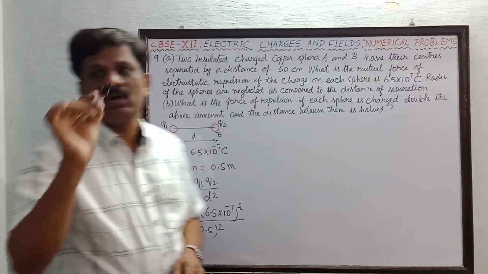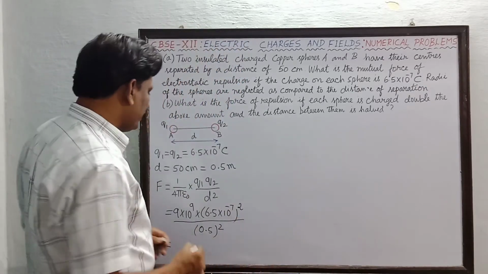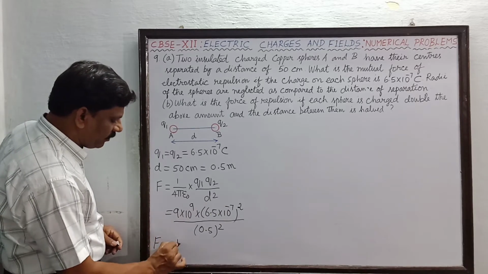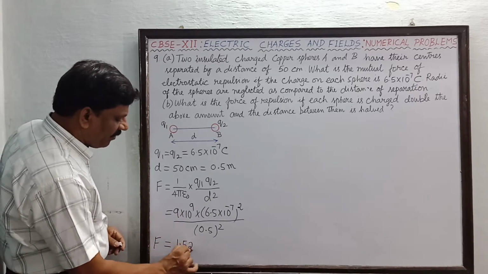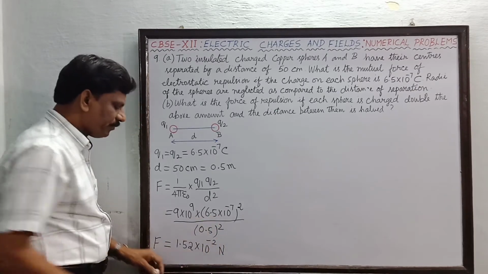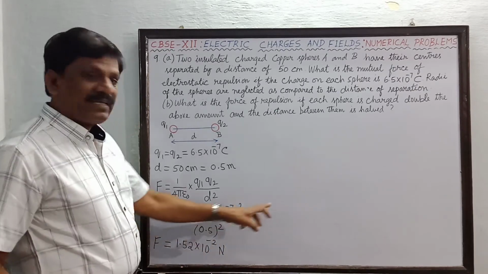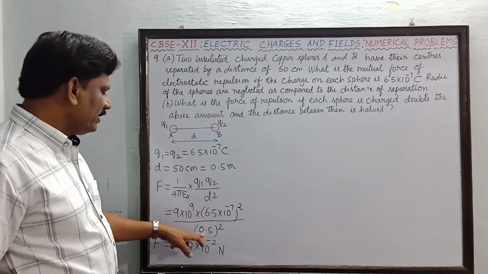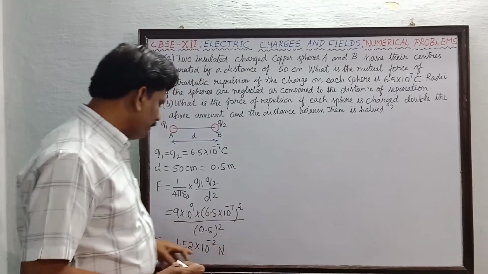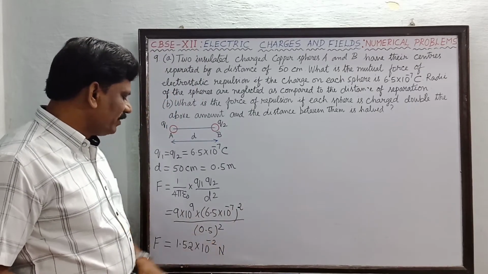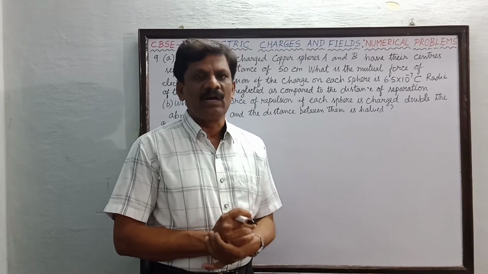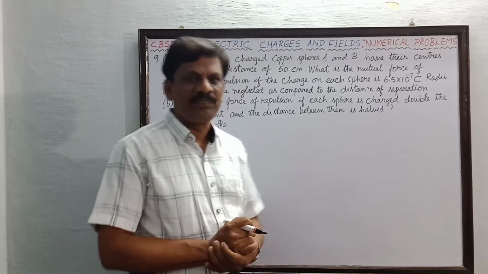If you calculate using a calculator, it is found that the force is equal to 1.52 into 10 to the power of minus 2 Newton. You have to expand this using a calculator and divide this by 0.25. So the value you will get is 1.52 into 10 power minus 2 Newton. That is the repulsive force between the two copper spheres A and B.